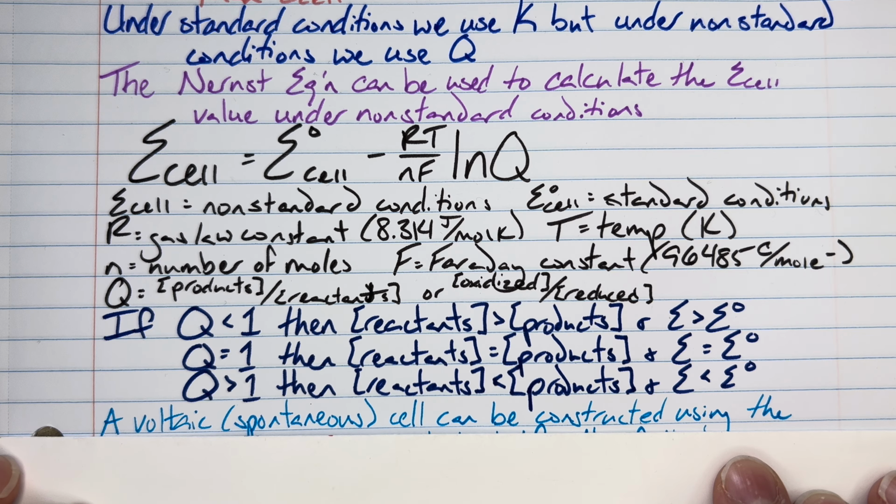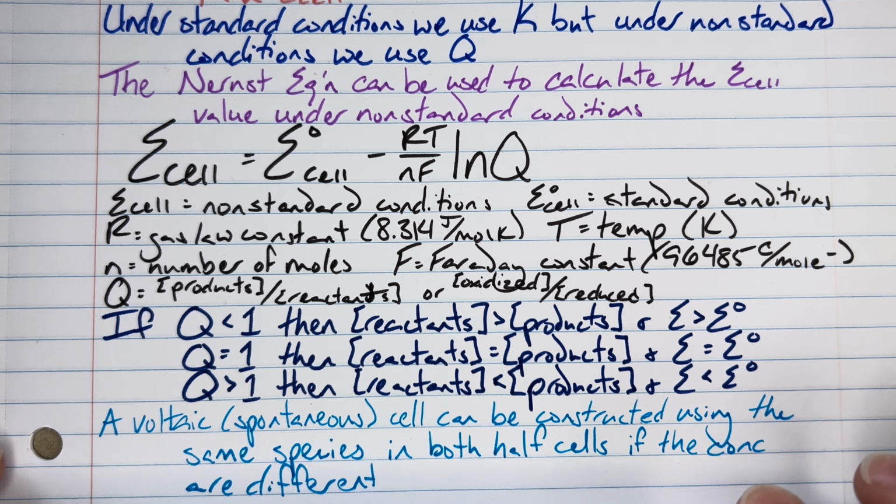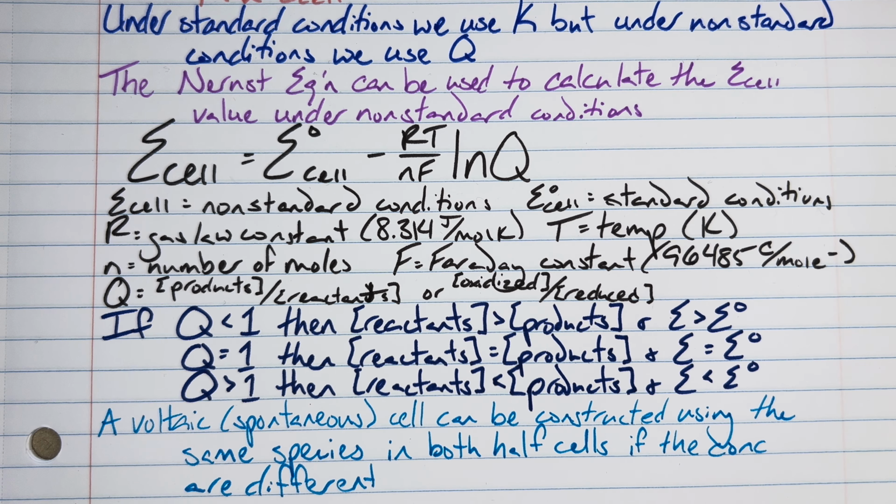A voltaic, otherwise known as a galvanic or spontaneous cell, can be constructed utilizing the same species in both half cells if the concentrations within those half cells are different. We will push toward getting those to be equal concentrations on both sides, so you can actually have the same substance, copper sulfate on one side, copper sulfate on the other, but with two different concentrations, and we will get an electrical differential and push toward making those concentrations equal.